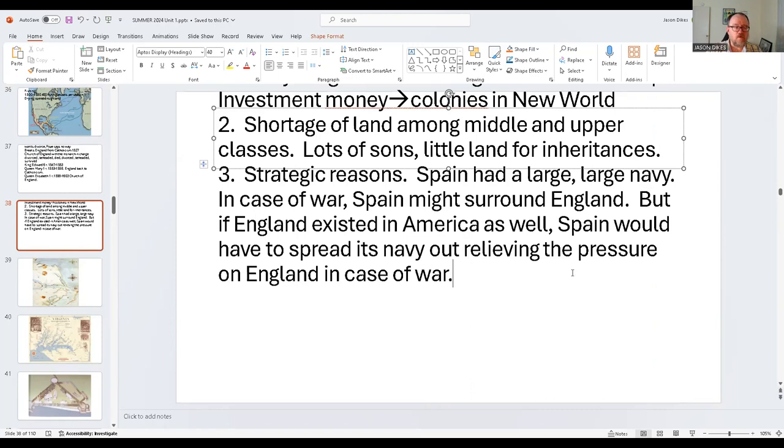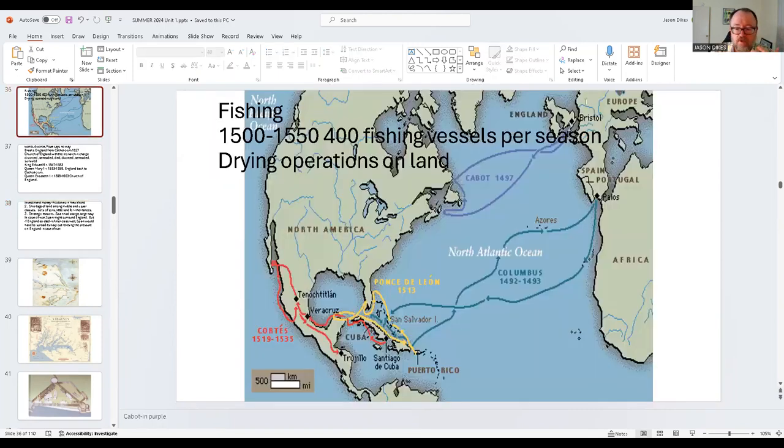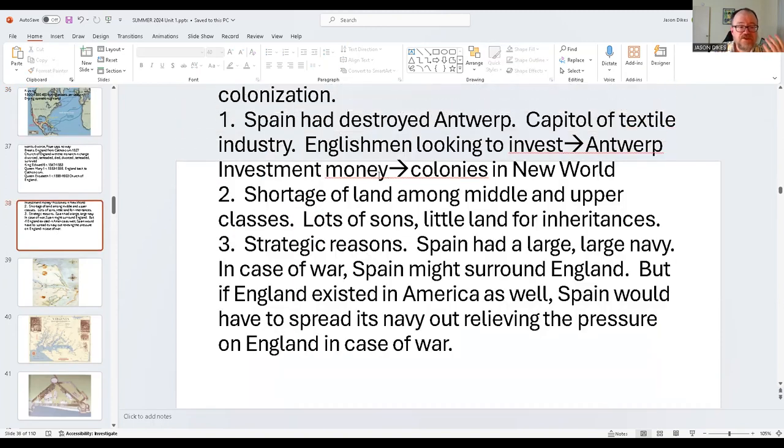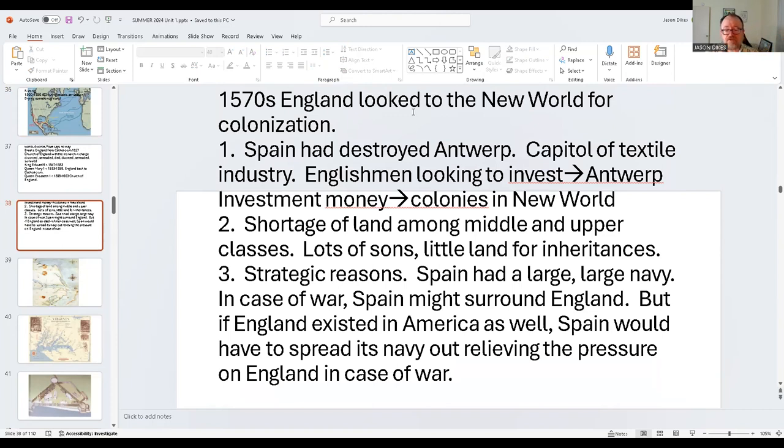If a war broke out, Spain would have to send part of its navy. Let's say this war does break out eventually between England and Spain. Spain will have to send part of its navy over here, and that will relieve some of the pressure on England itself if a war does break out. So England starts looking to the New World for colonization. Again, we have investment monies. It's not going to Antwerp, so it'll go to America.